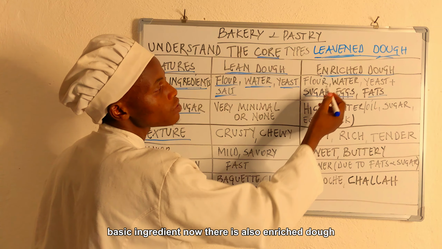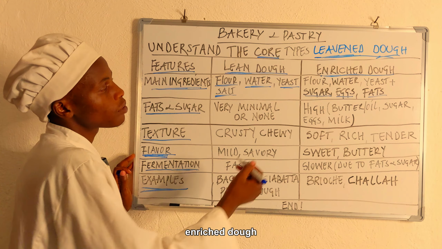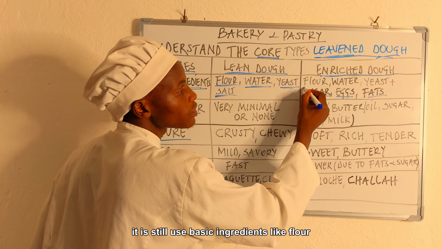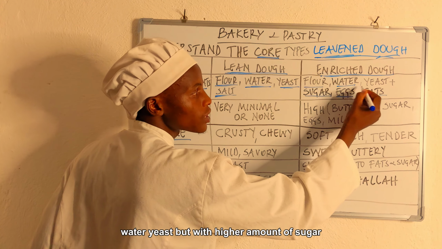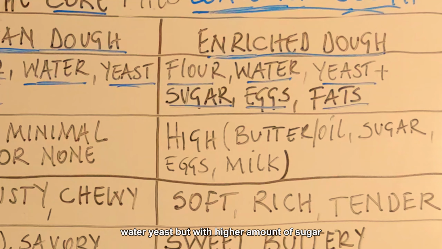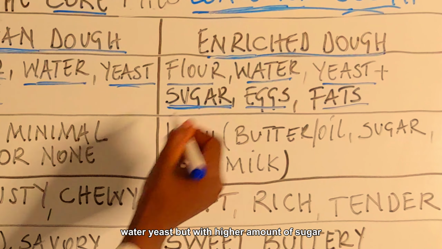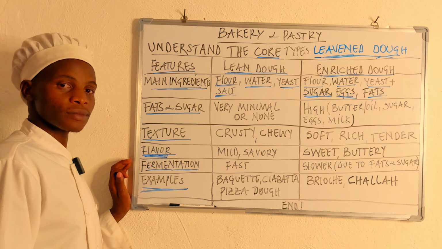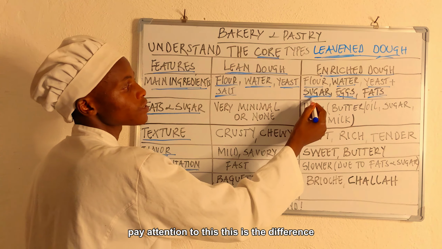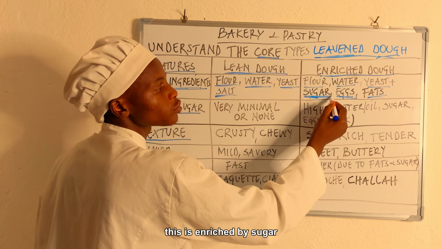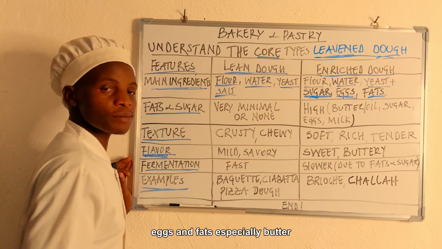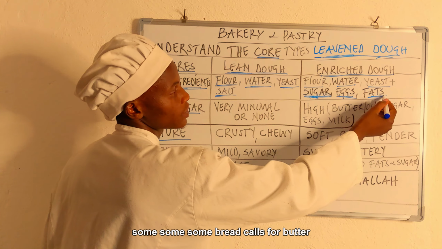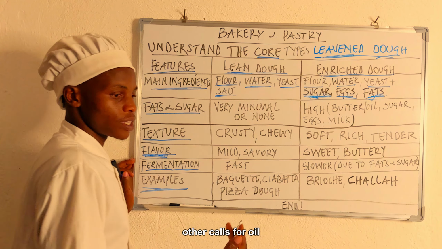Now there is also enriched dough. Enriched dough, I told you, remember, still uses basic ingredients like flour, water, yeast, but with a higher amount of sugar, eggs, and fats. Pay attention to this. This is the difference. It is enriched by sugar, eggs, and fats, especially butter. Some bread calls for butter, others call for oil.